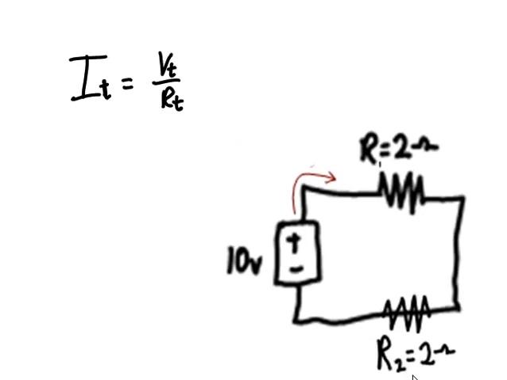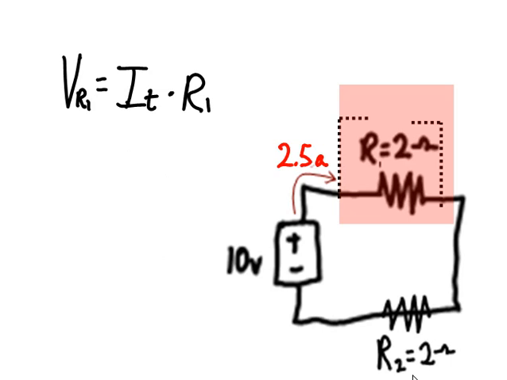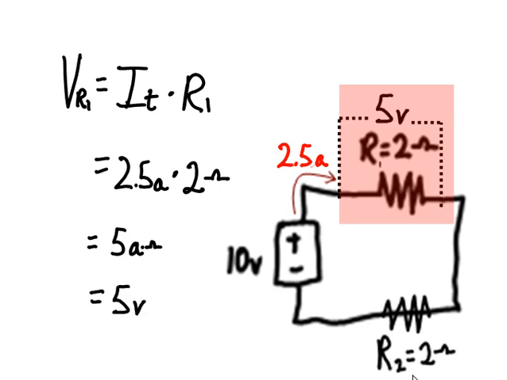Current total equals voltage total over resistance total. Substituting, I get 10 volts over 4 ohms, which reduces to 5 over 2 times volts over ohms, which reduces to 2.5 amps, because volts over ohms equals amps. VR1 equals IT times R1 equals 2.5 amps times 2 ohms equals 5 amp ohms equals 5 volts.